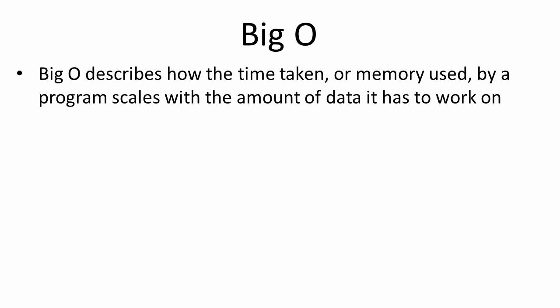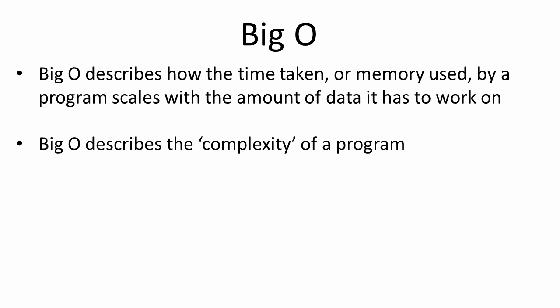A program that's sluggish on today's computers might be twice as fast on next year's model. Big O notation tells us something else. Big O describes the way that the time taken by a program depends on the amount of data it has to work with. Big O tells us how well a program scales. We say that Big O describes the complexity of a program.